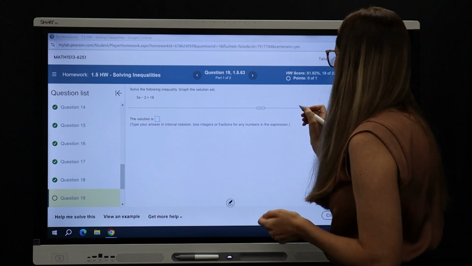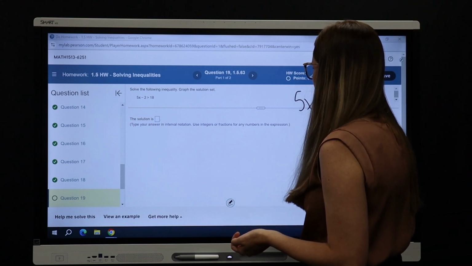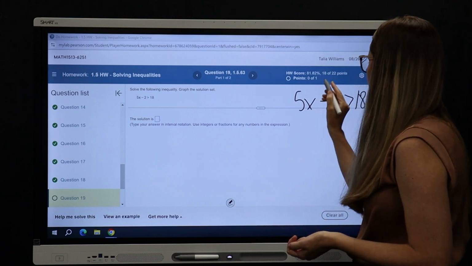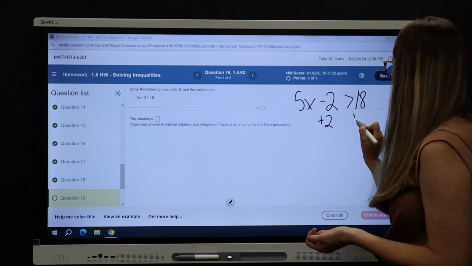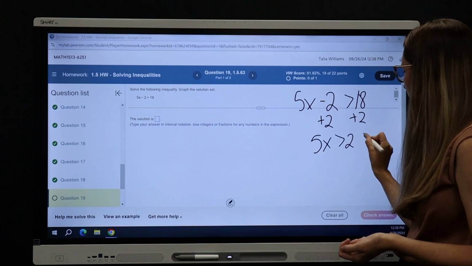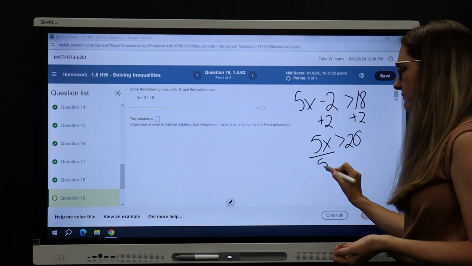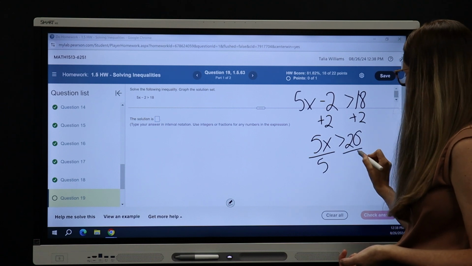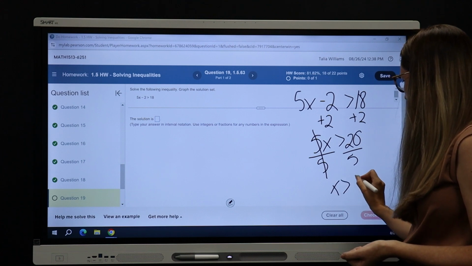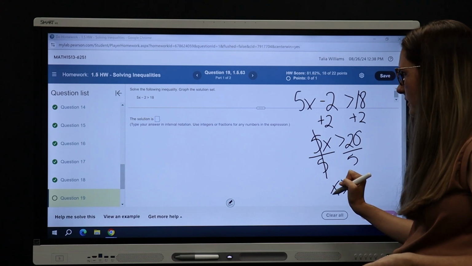Oh, 5x subtract 2 is greater than 18. So we're going to add 2. 5x is greater than 20. Then we divide by positive 5. 5 divided by 5 is 1. 20 divided by 5 is 4.